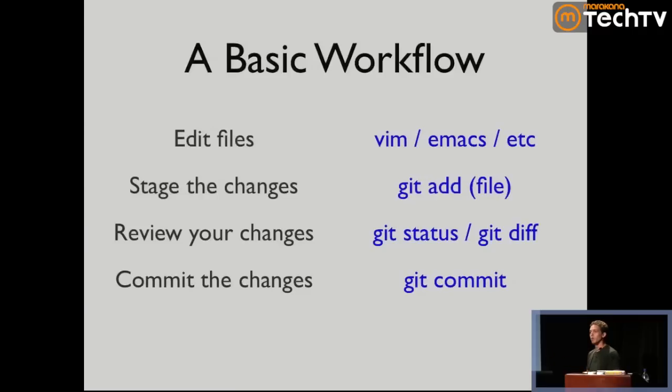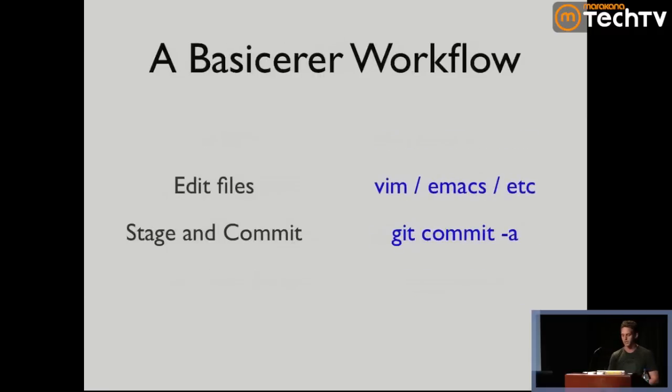Git commit will take anything you've run git add on plus whatever you had originally checked out, because it's just modifying what you had originally checked out, and it commits that as a snapshot, and then you can push that and merge that and things like that.